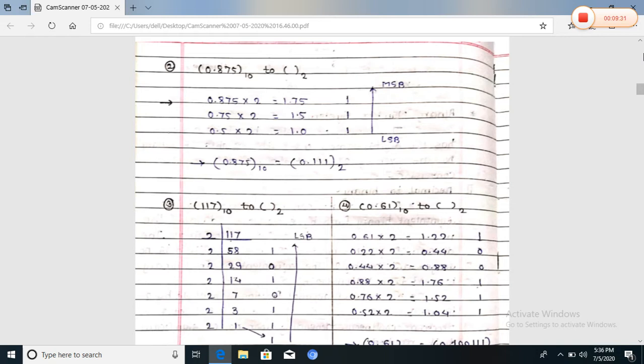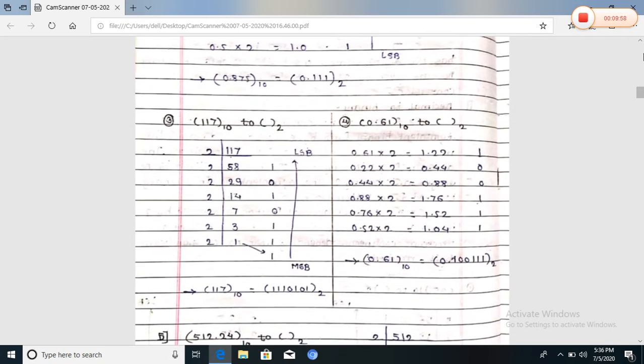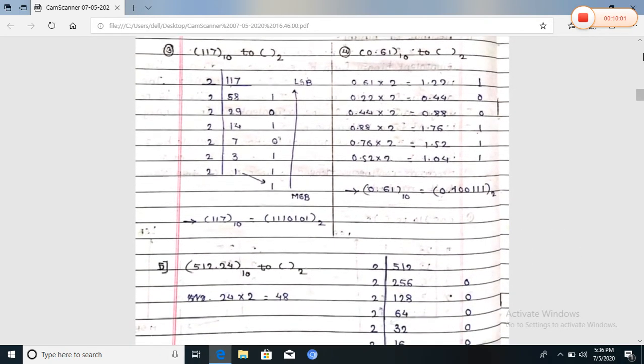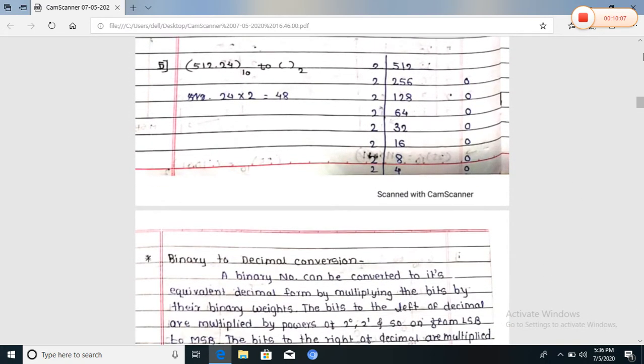In this problem, the answer for the fraction number is noted from top to bottom, that is MSB to LSB, whereas for 25 divided by 2 it is noted from bottom to top. When a fraction is converted from decimal to binary, we note the answer from top to bottom. Then there is another example that you have to solve. You have to solve all these examples for practice.